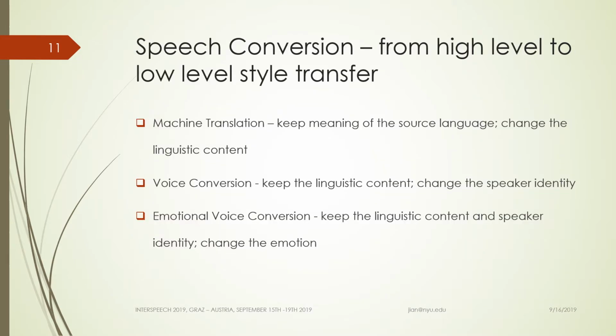There are several types of tasks from high-level to low-level style transfer. Machine translation is to keep the meaning of the source language and change the linguistic content. Voice conversion is to keep the linguistic content and change the speaker identity. Emotional voice conversion is to keep the linguistic content and the speaker identity, but change the emotion.